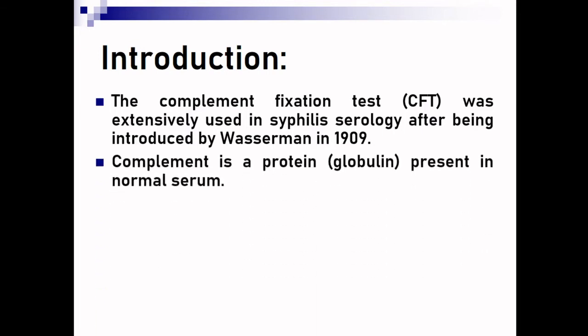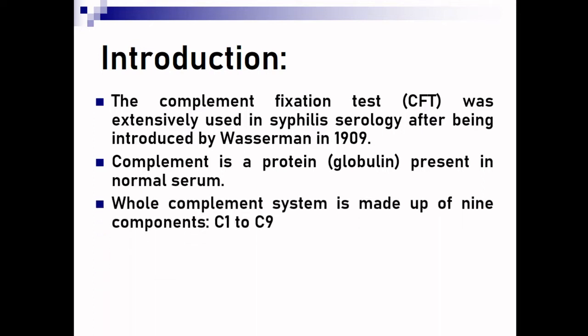Complement basically means a protein and it is found in all human beings in serum. So when I say complement, it is not just one protein, but it's a system of a number of proteins. Say 9 different proteins are involved in it. So we denote them as C1 to C9.